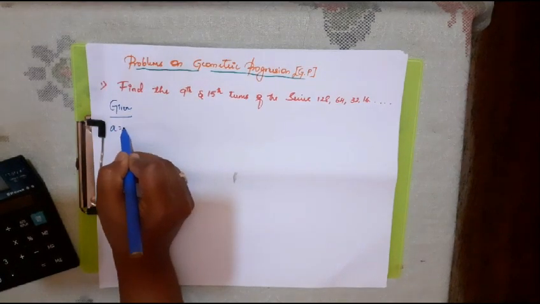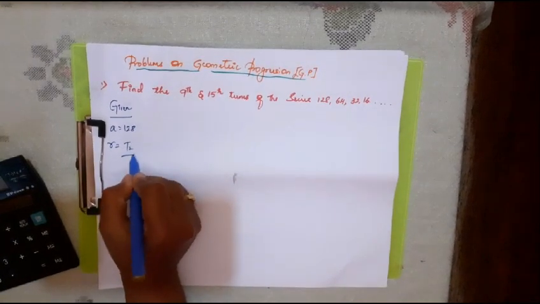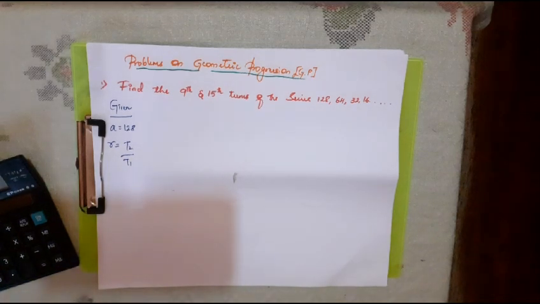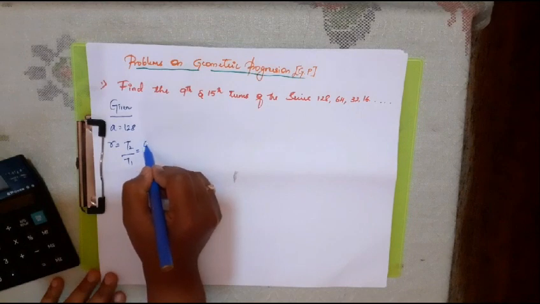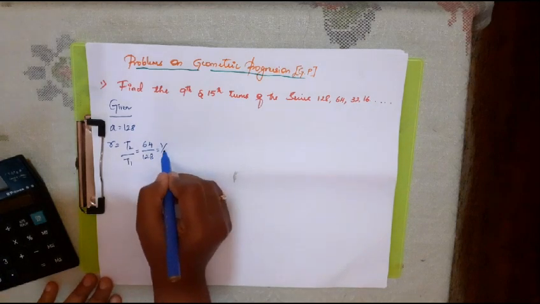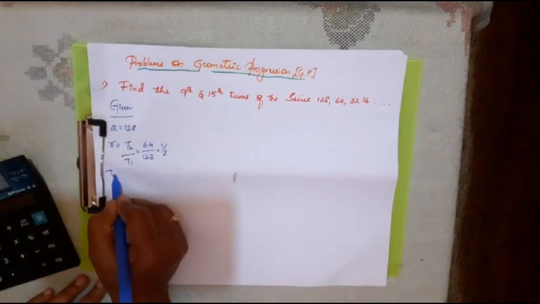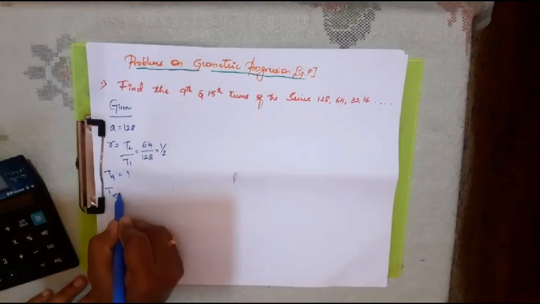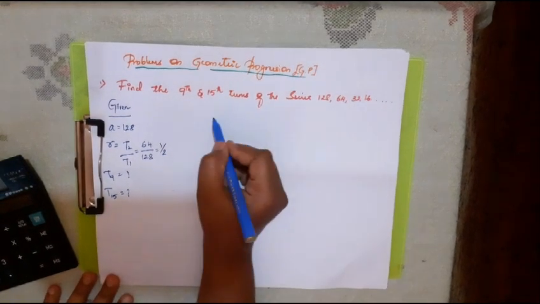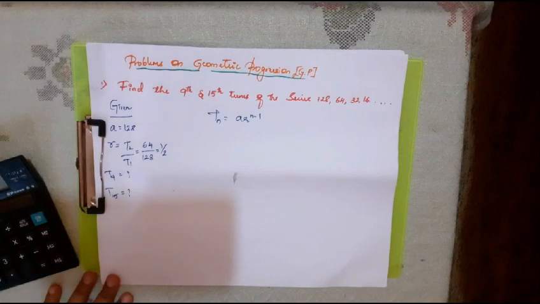So here A is 128 and R, you know how to calculate R: T2 by T1, any term divided by its previous term. So here we have 64 by 128, so you are getting R as 1 by 2. They are asking us to find T9, the 9th term, and the 15th term. So put this as a question mark. First we have to take Tn is equal to AR^(n-1). This is the formula we are using.